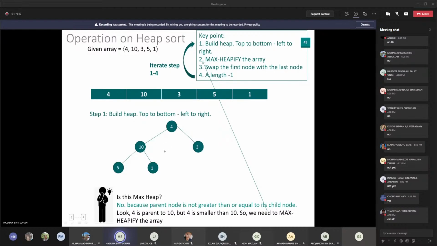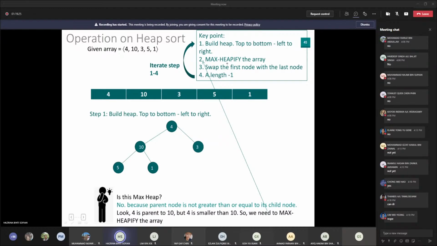Now starting at the right, we see that 1 is item from right. Let's swap item from left with item from right.